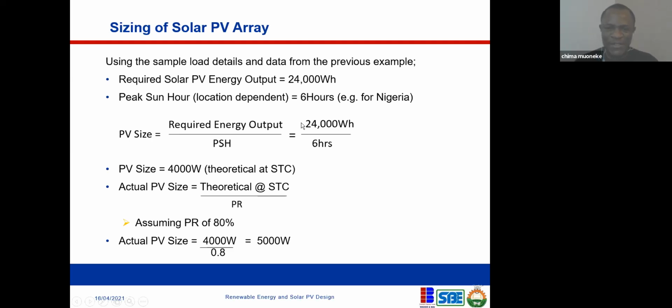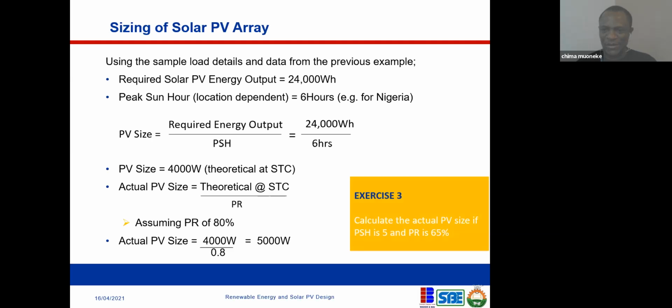Are you seeing how all of these things are coming together to determine what your PV array size would be? If we all understand this, then let's do exercise number 3. It's asking you to calculate the actual PV size if peak sun hour is 5 and performance ratio is 65. You can try this out and let's see what you get.